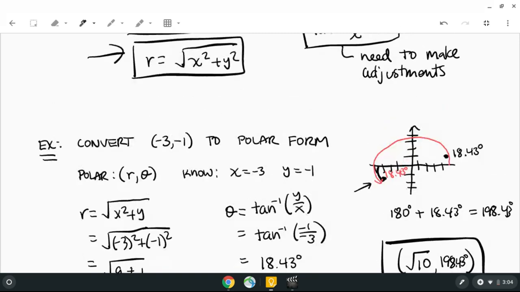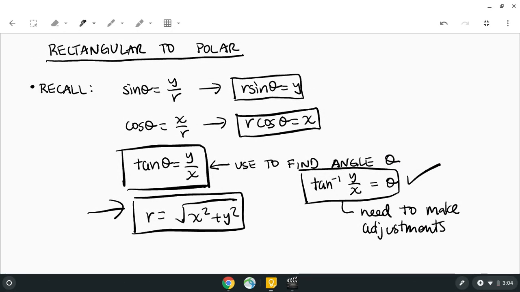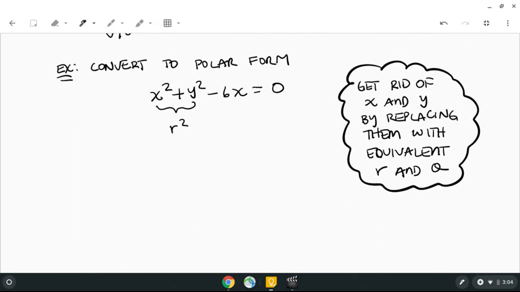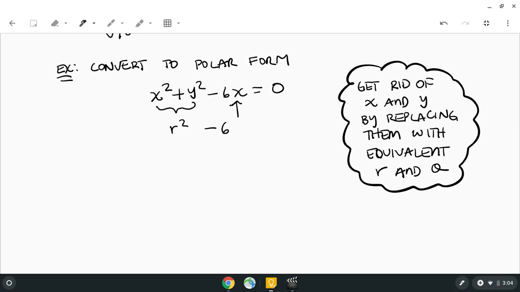Well, we also have something up here. It turns out that x is equal to r cosine theta. So I can replace that x with r cosine theta. So this is going to be r cosine theta. And so long as you don't have any x's or y's left, then you're pretty much done. So that is our final answer. Final answer is r squared minus 6r cosine theta equals 0.